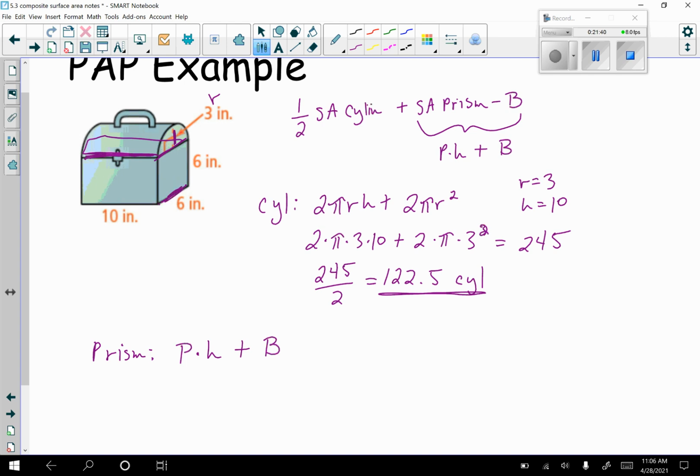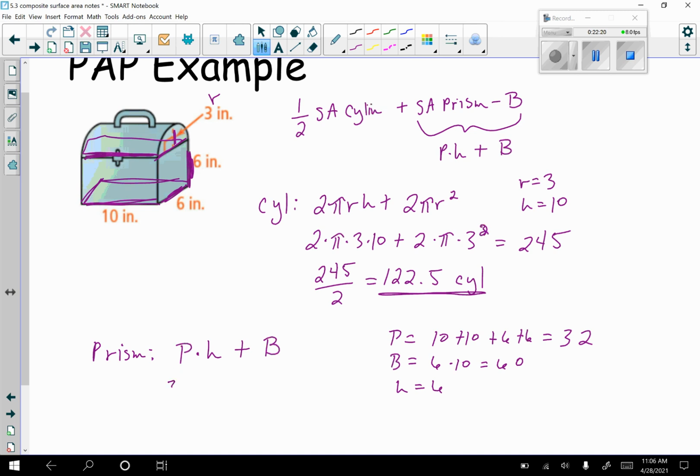Our base that we're using for the rectangular prism is the one that it's sitting on. Okay, so 10 inches and 6 inches are our sides. So the perimeter would be 10 and 10 and 6 and 6. So we have 20 plus 12 plus 32. And then the area of that base is 6 by 10, so 6 times 10, so 60. And then the height of our prism is the actual vertical height, so 6.